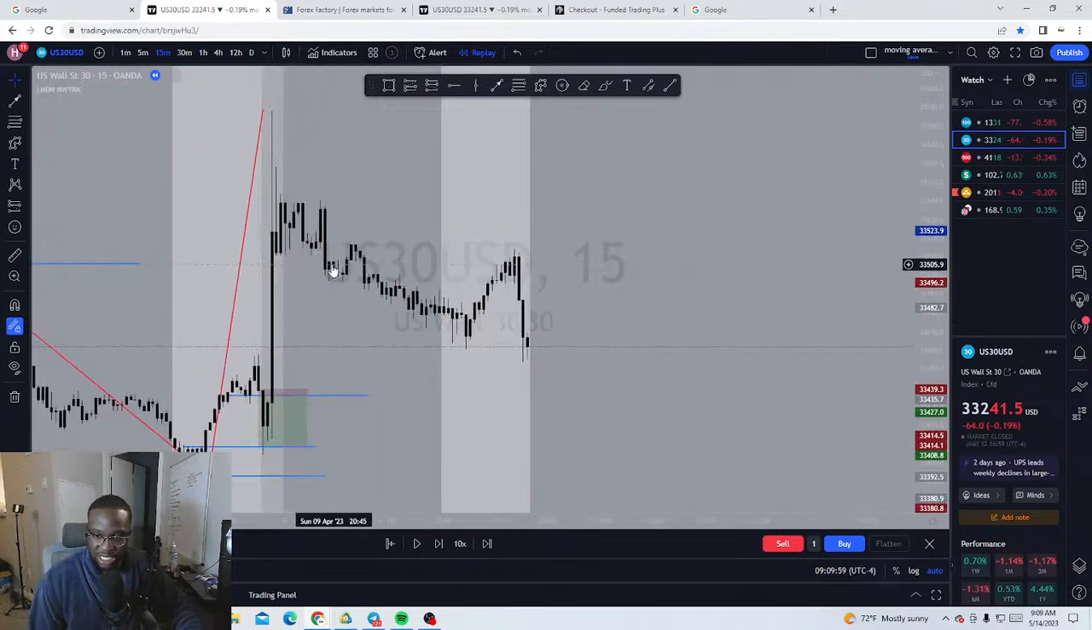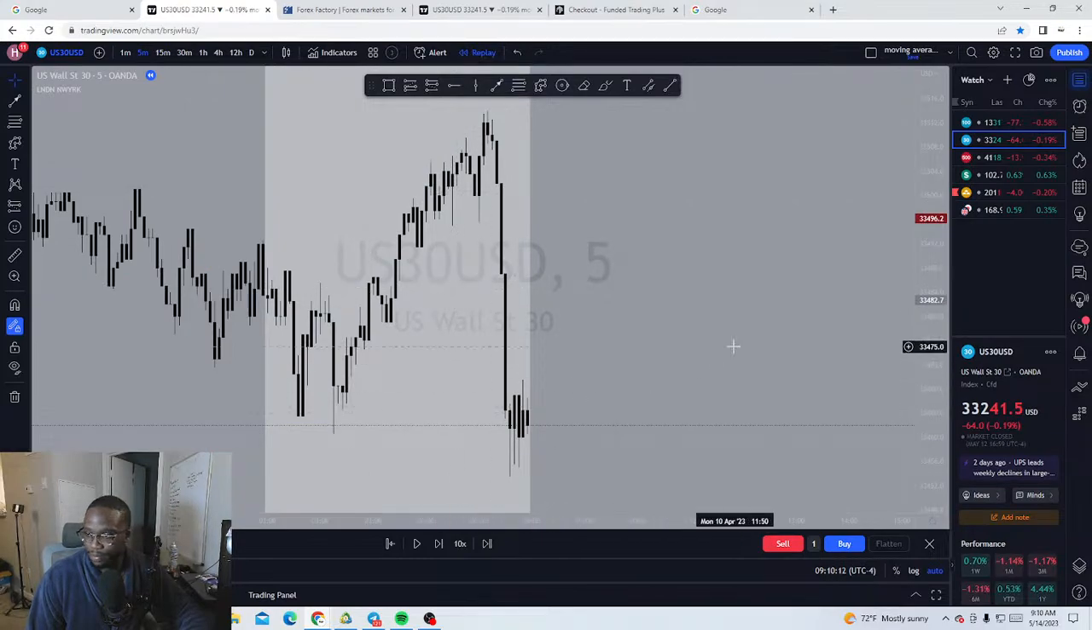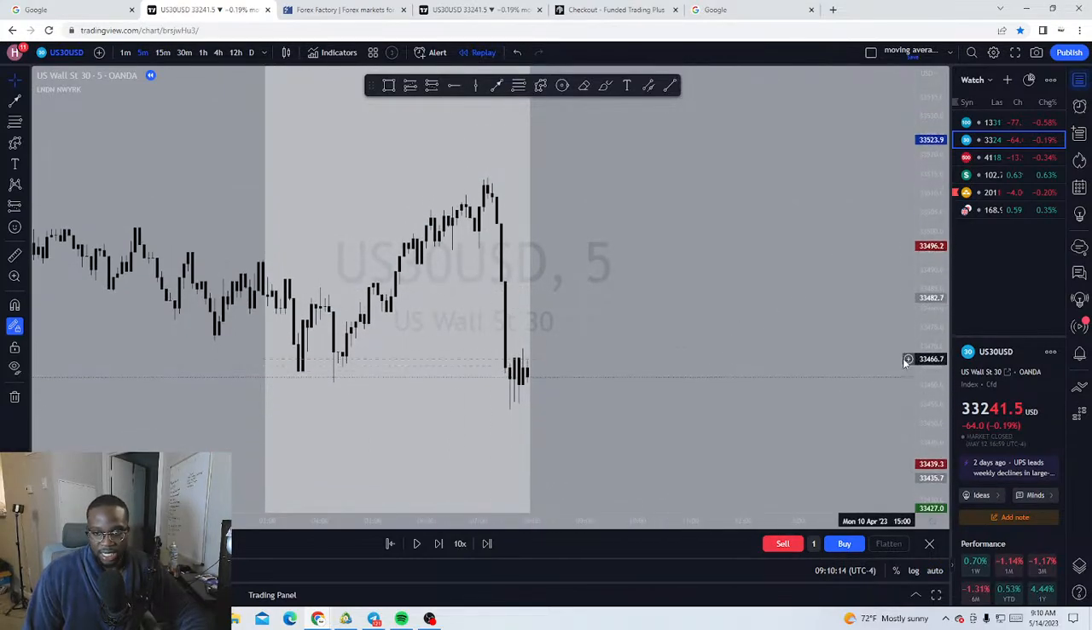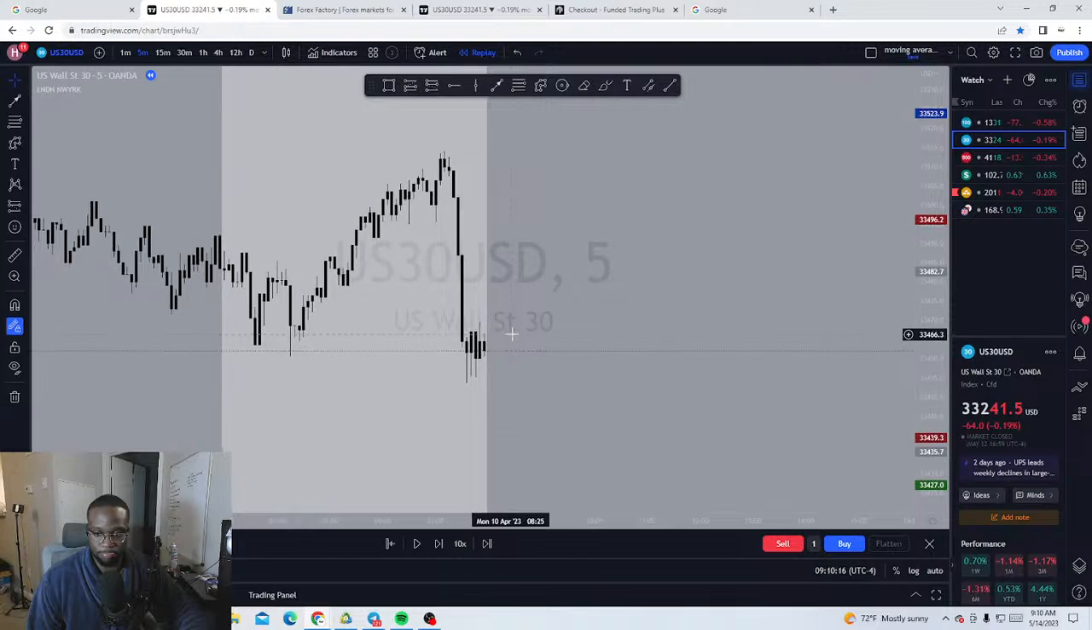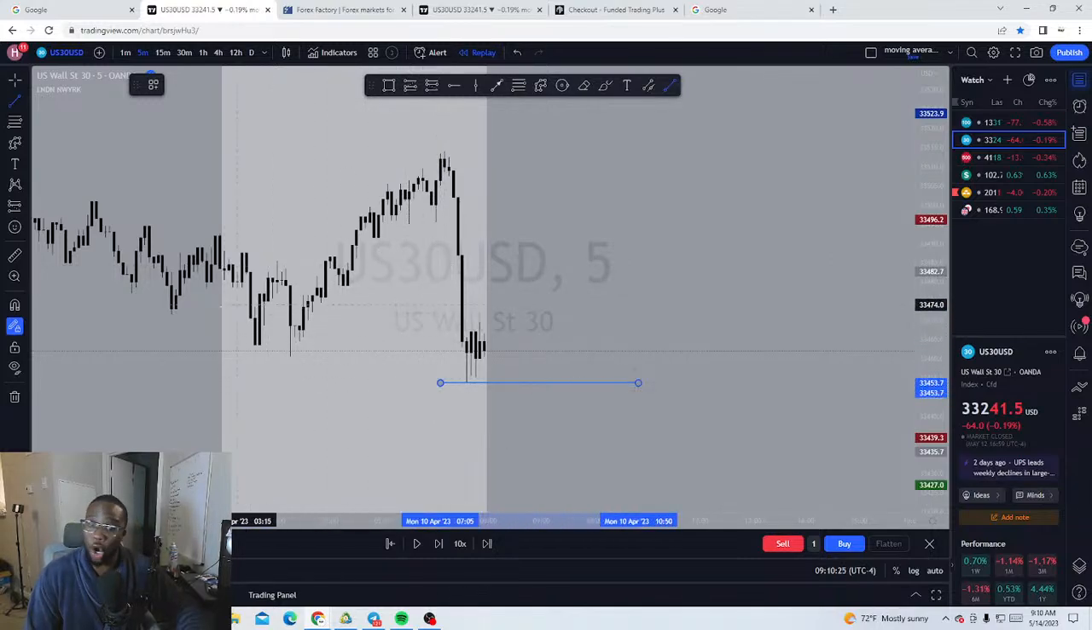So where can I look for a continuation from? There's no real structure, if I'm being honest. We have structure right here, but that ain't nothing, that's from a whole other day. So I would say let's look on a 5 minute, maybe I could see something clearer. I'll just take the breakout of these lows right here. I'm looking for the continuation, because you could see that monster candle that took all of London gains away is probably going to continue into New York session.